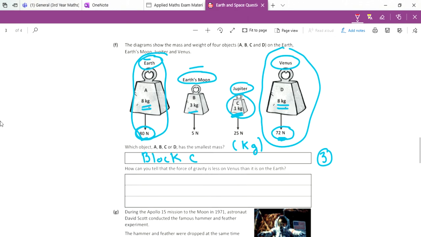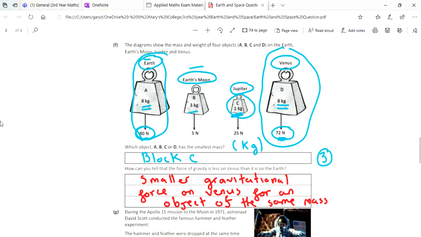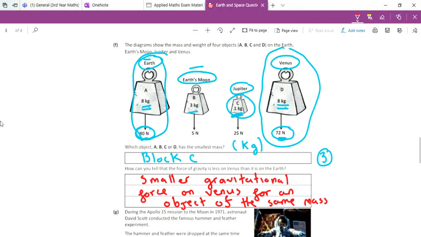So how can you tell that the force of gravity is less on Venus than it is on Earth? There is a smaller, and we'll call it gravitational force. You could call it weight on Venus, but it's really, really important that you include in there for an object of the same mass. So that same mass bit is important as well. And that question was worth 3 marks again.